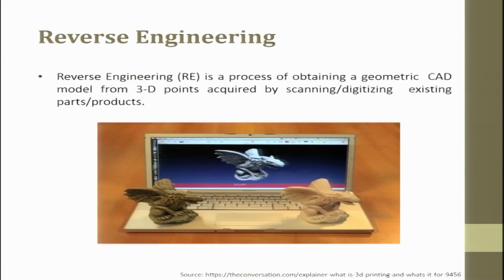So, what is reverse engineering? Reverse engineering is a process of obtaining a geometric CAD model from 3D points acquired by scanning, digitizing existing part or product. For example, I have a part, I buy a toy. So, maybe the toy there is a part which got broke, a feature. So, let us take a toy like this, and I have lost this hand in the toy. So, now I cannot use this toy.